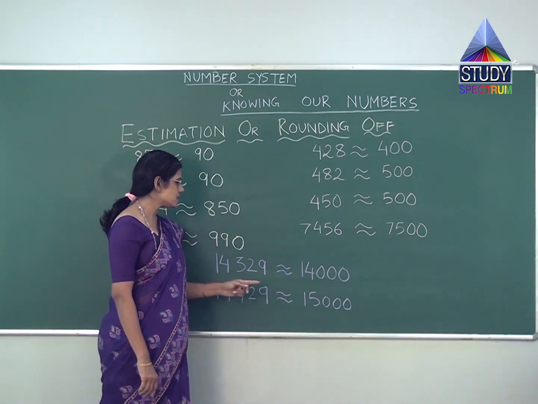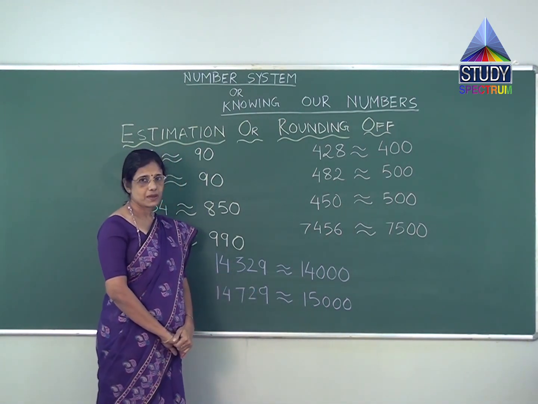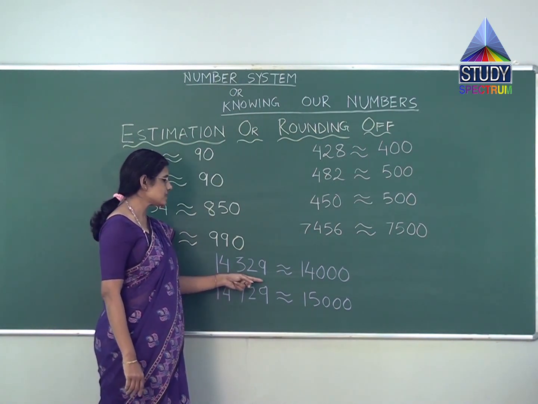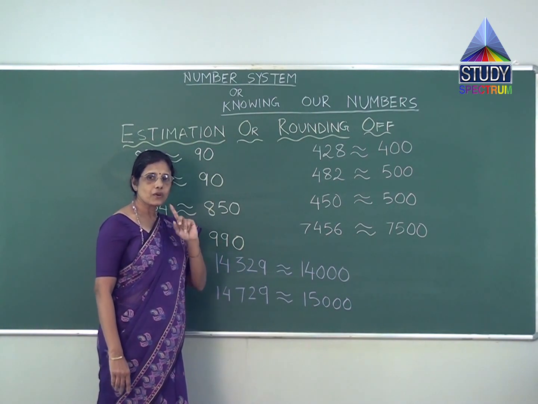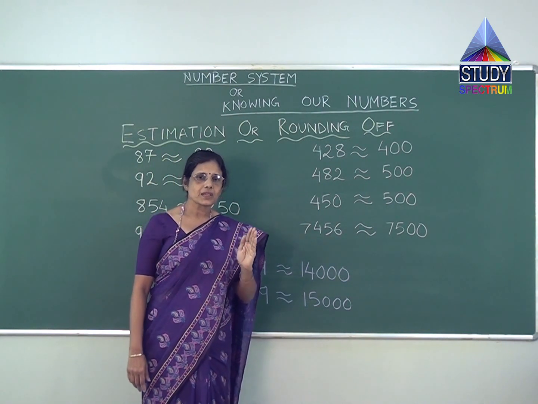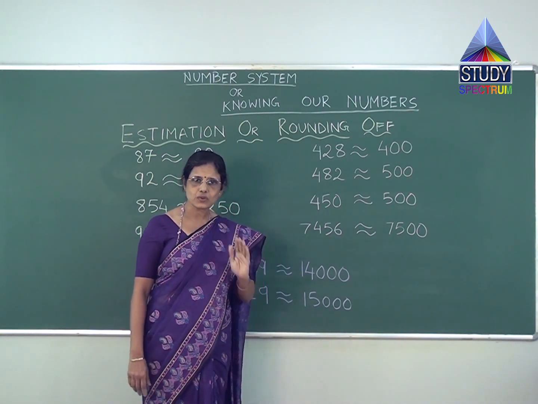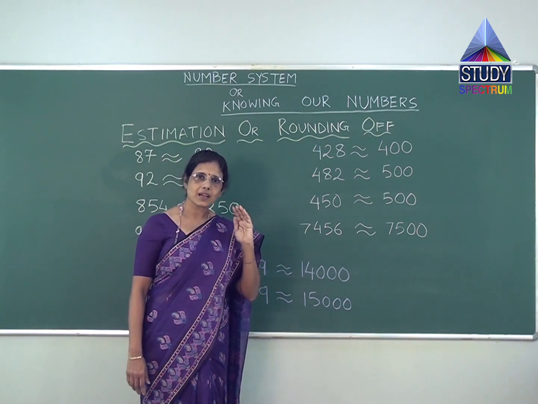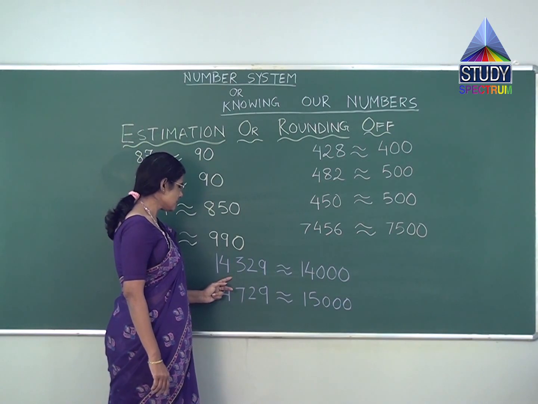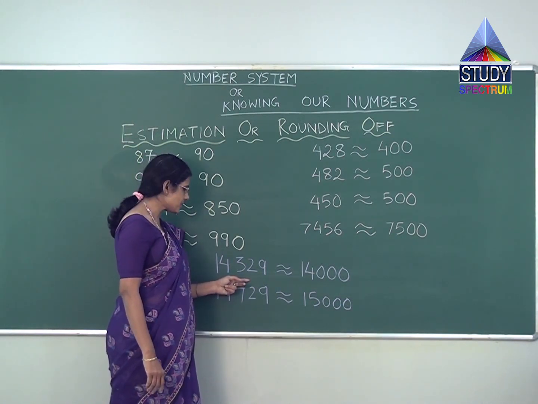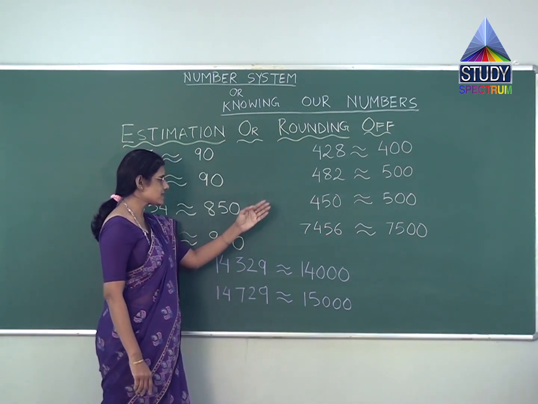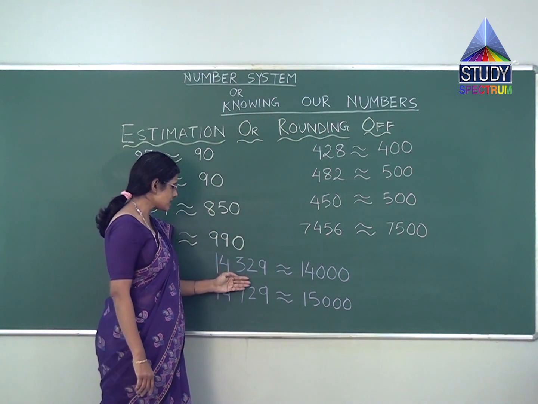Now we can see about the 10,000s place. See, 10,000 means, for example, 14,329. Before 10,000, what comes? Before 10,000, 1,000 comes. So if I want to estimate to the 10,000s, I have to look at the thousands place. So the thousands place, what is here? It is 4. Now this is hundreds, this is tens, this is units. So now nearest tens, nearest hundreds, nearest thousands.